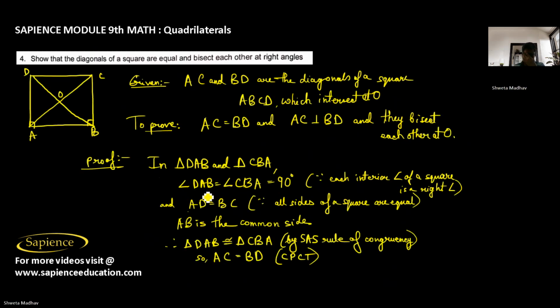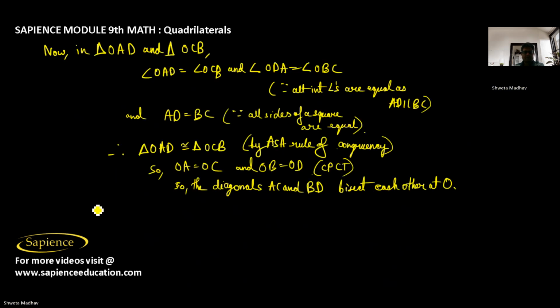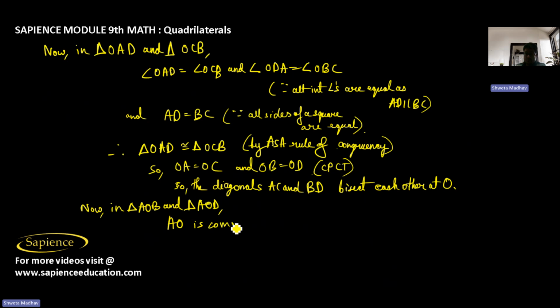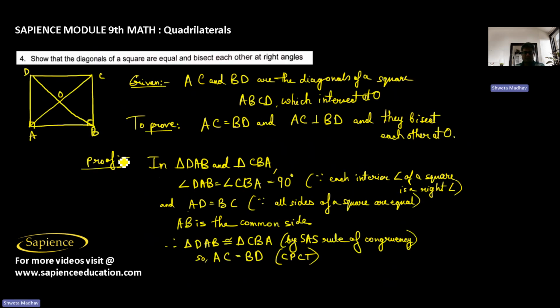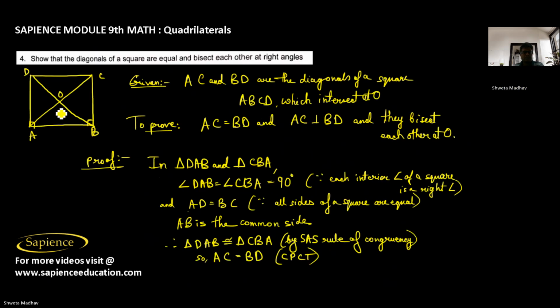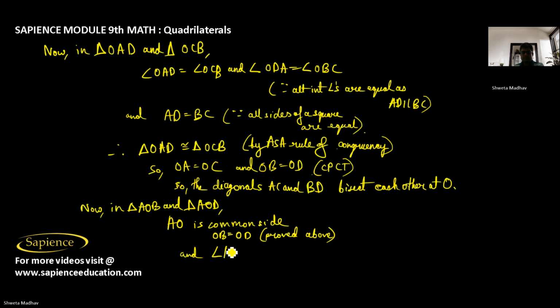Then now we can take triangle AOD and triangle AOB. In triangle AOD, AO is the common side, and OB equals OD, which has been proved above, and angle AOB equals angle AOB.